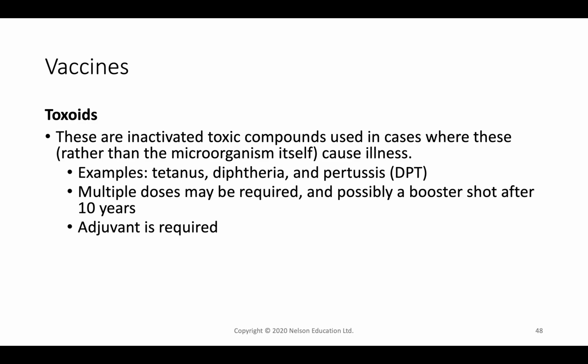Some examples of these are going to be our tetanus, pertussis, and diphtheria vaccine, the DPT. And this one is going to be the kind of vaccine that we're going to need to take multiple times throughout our lifetime. Multiple doses usually on the first vaccination attempt, so 6 months to a year apart or whatever, and then also a booster shot in our teens.